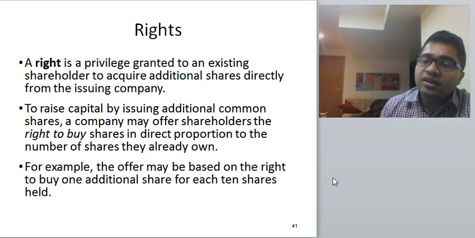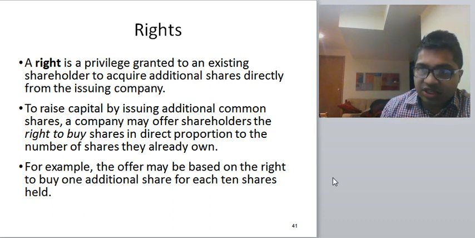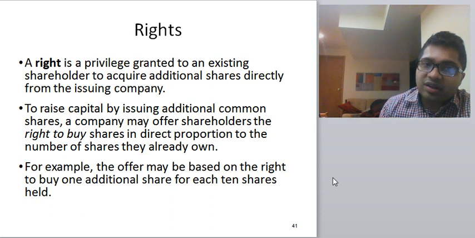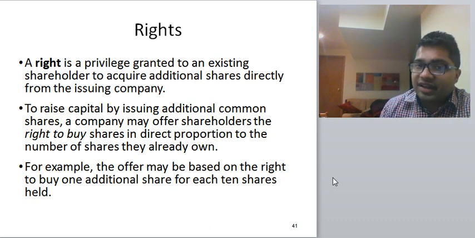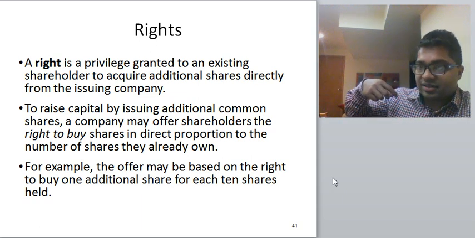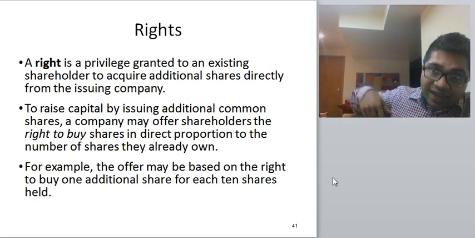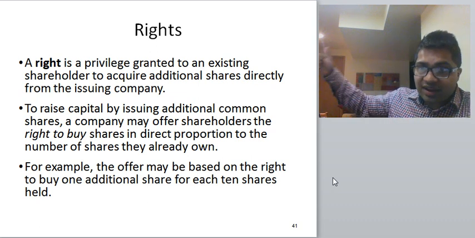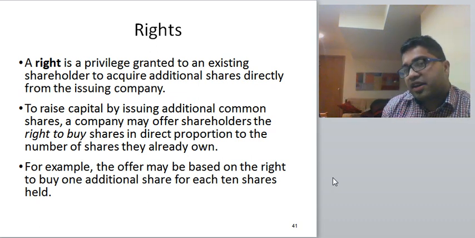So how do they differ? First is rights. A right is a privilege granted to existing shareholders to acquire additional shares directly from the issuing company. To raise capital by issuing additional common shares, a company may offer shareholders the right to buy additional shares in direct proportion to the number of shares they already own. So what is a right? If I have certain shares, the company can issue me rights. That is, in future, I can buy the company's share at X price, irrespective of market price.